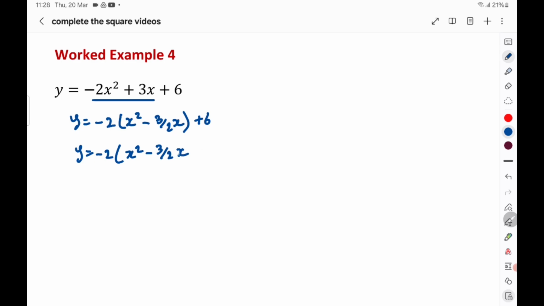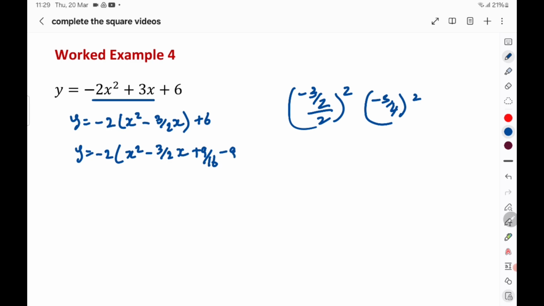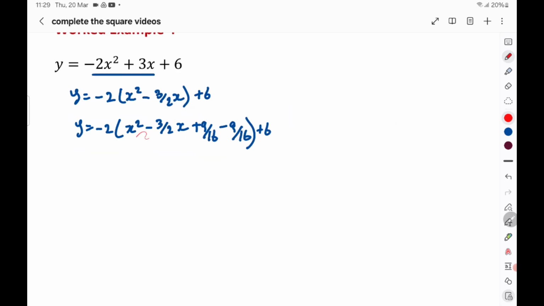Now half of negative 3 on 2 will be negative 3 on 4, squared will give us 9 on 16. So we have to add 9 on 16 here. You've added a number to your function, so we need to subtract it to keep it all balanced. And then we have the plus 6 there. So this is our completed square part here. That will give us y is negative 2 square bracket x minus 3 on 4 all squared minus 9 on 16, close the bracket, plus 6.